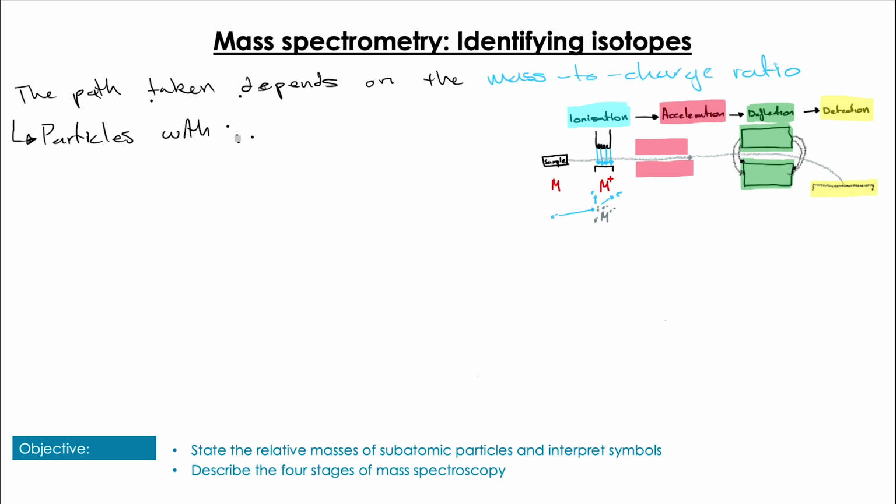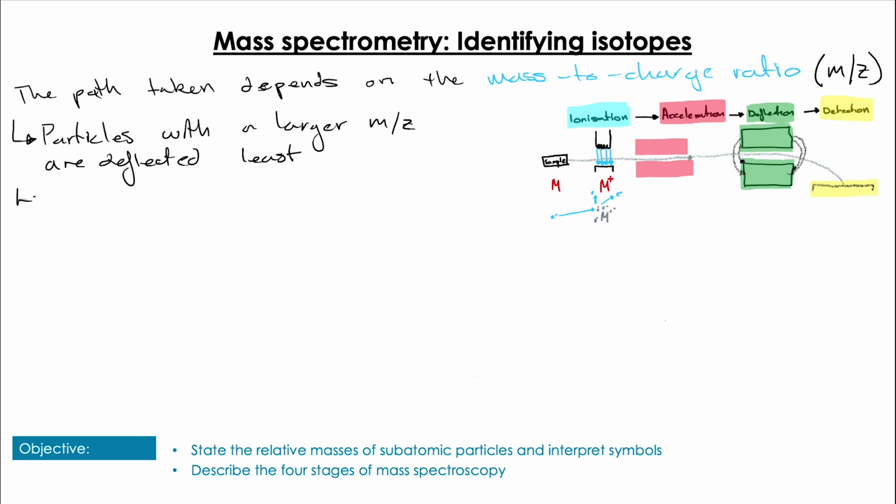So that's the m/z ratio, as we call that. Particles with a larger mass divided by charge ratio are deflected the least, and particles with a smaller mass to charge ratio are deflected the most.